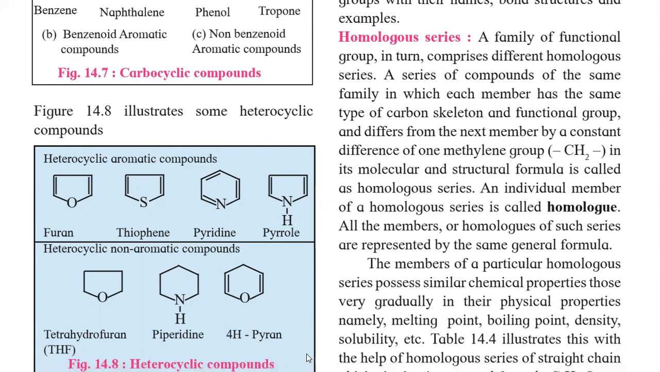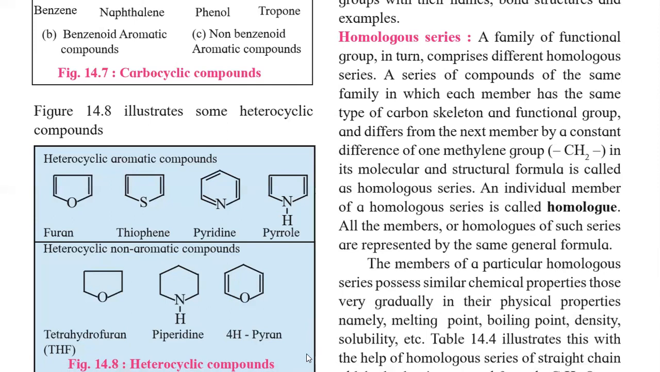We know there is a variety of organic compounds. Many organic compounds are there. A similar group of organic compounds is written using a general chemical formula, and this type of series is obtained. This type of series is called a homologous series.